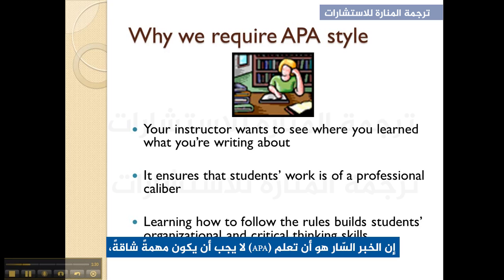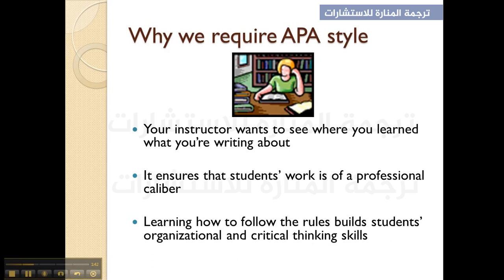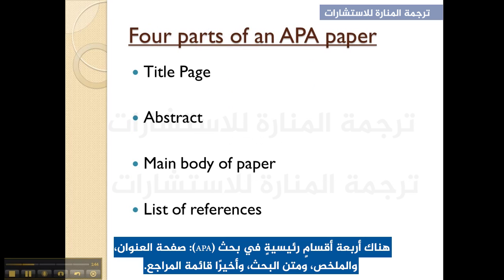Now the good news is that learning APA does not need to be an arduous task. You will find as you progress through your courses that APA style starts to come naturally to you, because much of it is based around a set of constant points that won't usually vary too much. So there are 4 main parts of an APA paper: a title page, an abstract, the main body of your text, and finally your list of references.